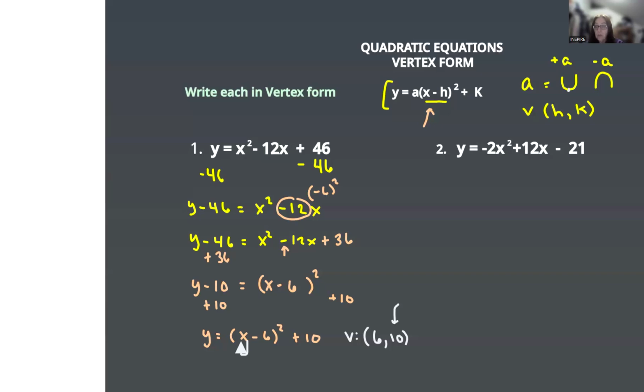So the lowest point on the graph will be that 10. So once you have it in vertex form, you'll be able to tell a lot about your graph. Let's take a look at the next one.